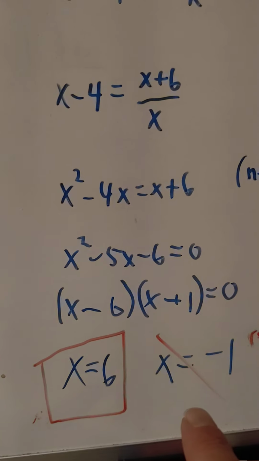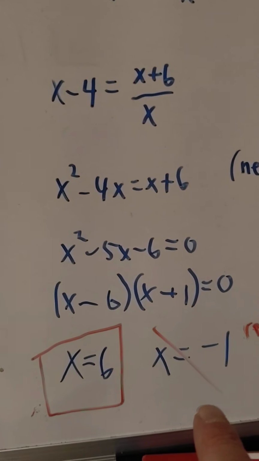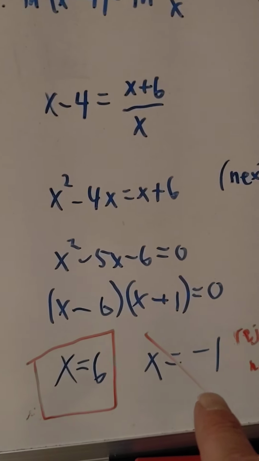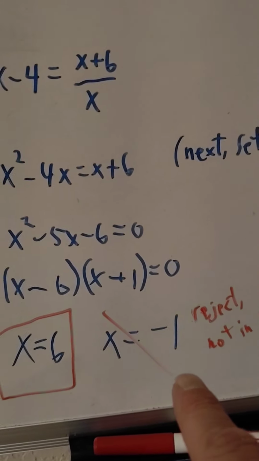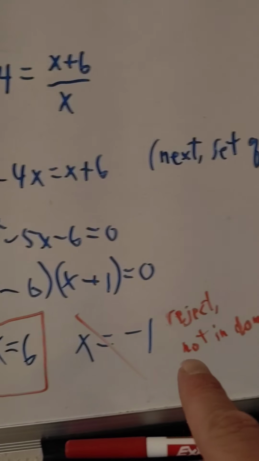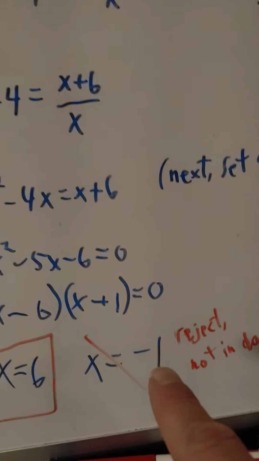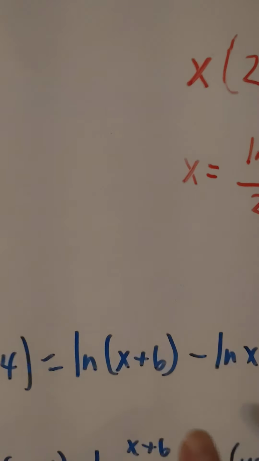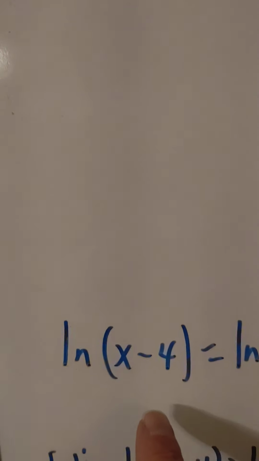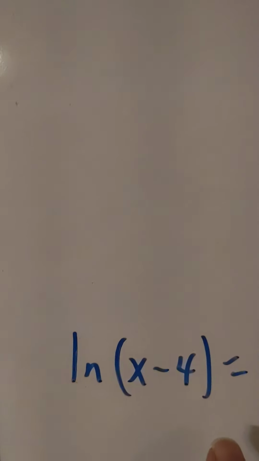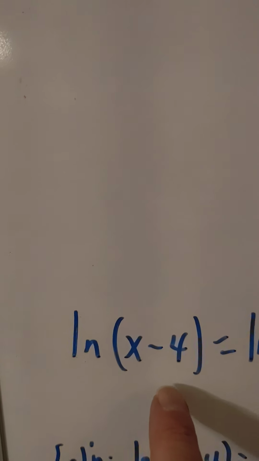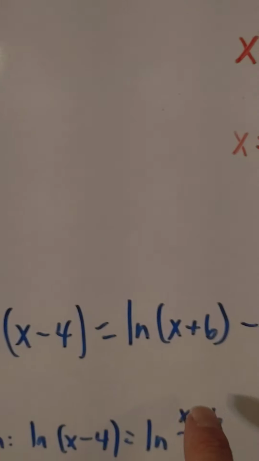But before you circle them both with log equations, make sure they're in the domain. You don't have to worry about that with exponential equations because the domain is all real numbers for exponentials. Notice I had to reject x equals -1. It's not in the domain of the original problem. Let's look at the original problem. You can't have a negative argument. And if x is -1, -1 minus 4 is -5. So right off the bat, reject.